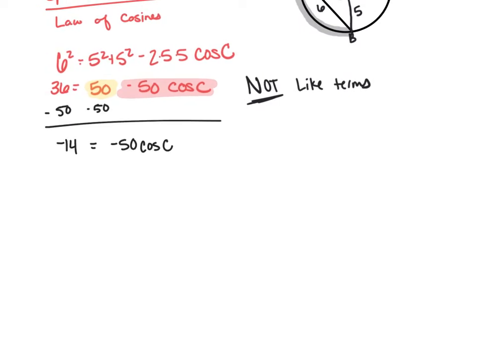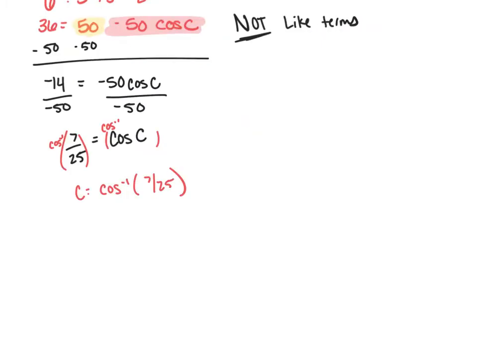Instead, subtract 50 from both sides and then divide both sides by -50, which will give you what the cosine of C is. And then to solve for angle C, you're just going to go ahead and use inverse trig to find what the measure of angle C is. Then you can go back to your original diagram. Since C is the central angle, the measure of arc AB would also be that 73.740 degrees.